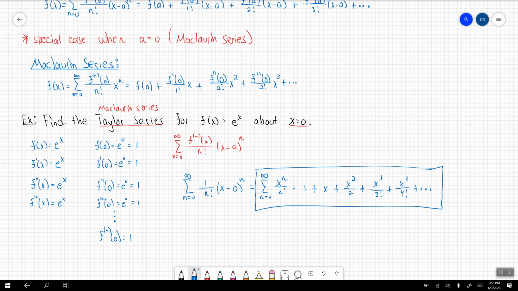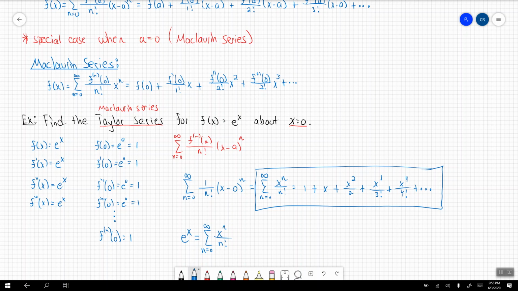In other words, when we're looking at e to the power of x, this function has this representation as its Taylor series expansion. Wow, that is awesome right here.